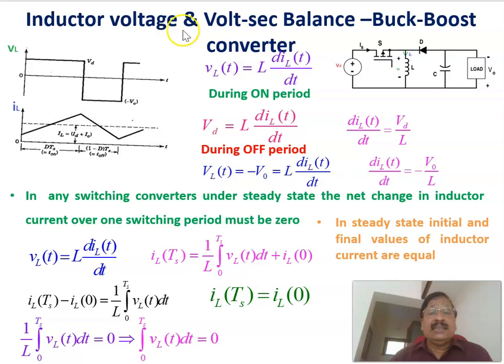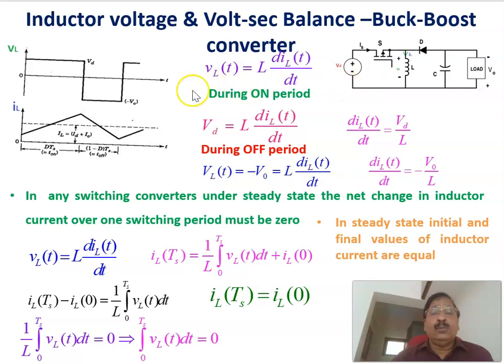Now let us see the inductor voltage and volt-second balance of a buck-boost converter. Basically, as we have seen, when the switch is on, the voltage across the inductor is equal to VD, and when the switch is off, the voltage across the inductor is equal to minus V0. Since the voltage across the inductor is plus VD during the on period, the current through the inductor has a positive slope, changing from I1 to I2.